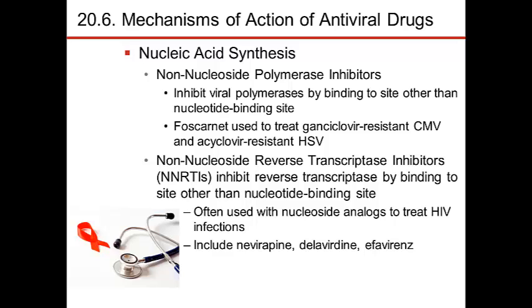Nucleoside inhibitors inhibit the DNA polymerase of herpes viruses by mechanisms distinct from the nucleoside analogs previously described. Foscarnet is the only approved drug in the class at this time.